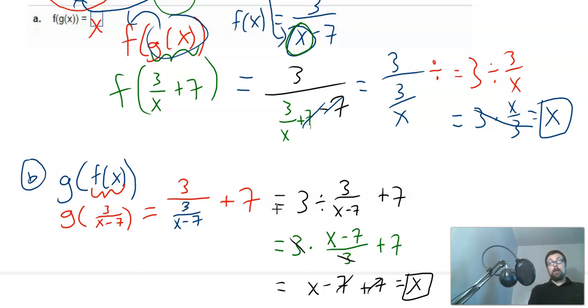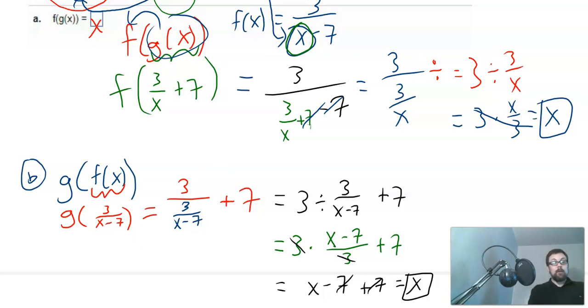Just to point out a couple of mistakes I will see on the test. Again, this is not just my paranoia of me worrying about students making this mistake. I see students make this mistake all the time. And that is, they will put the plus 7 instead of being to the side of the fraction.